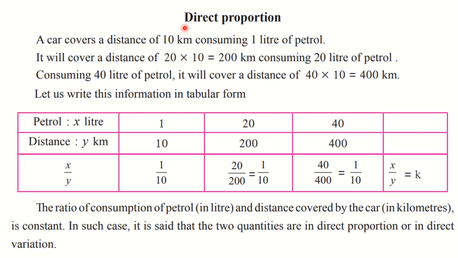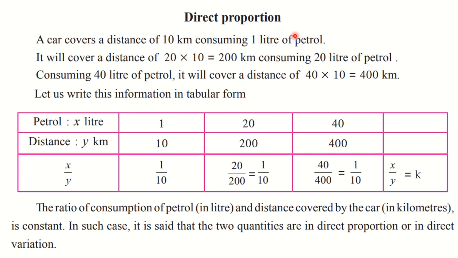That means here what you have to keep in mind in direct proportion is, if one quantity is increasing, the other also is increasing. See, 1 liter 10 kilometers, correct? 20 liters 200 kilometers, 40 liters 400 kilometers. So as the liters of petrol are increasing, at the same time the distance also is increasing. So when the second quantity increases with the help of first quantity, or as the first quantity increases, second also increases, then this is called as what?